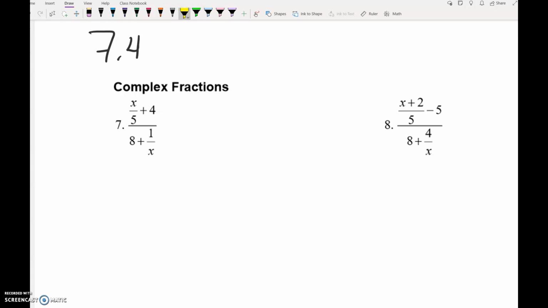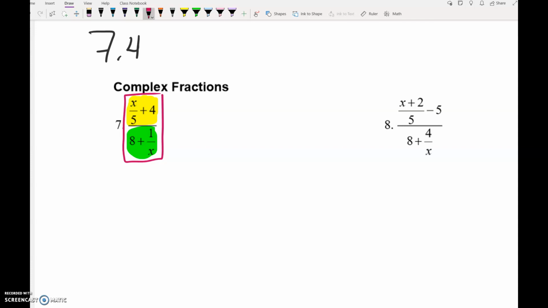I think of complex fractions as a three-part problem. Part 1, you've got x over 5 plus 4. Do that addition to get that to just one fraction. Part 2, you've got 8 plus 1 over x. Add those together, get that down to just one fraction. Then part 3 is you've got the fraction from the top divided by the fraction on the bottom. Do keep, change, flip with that division problem.